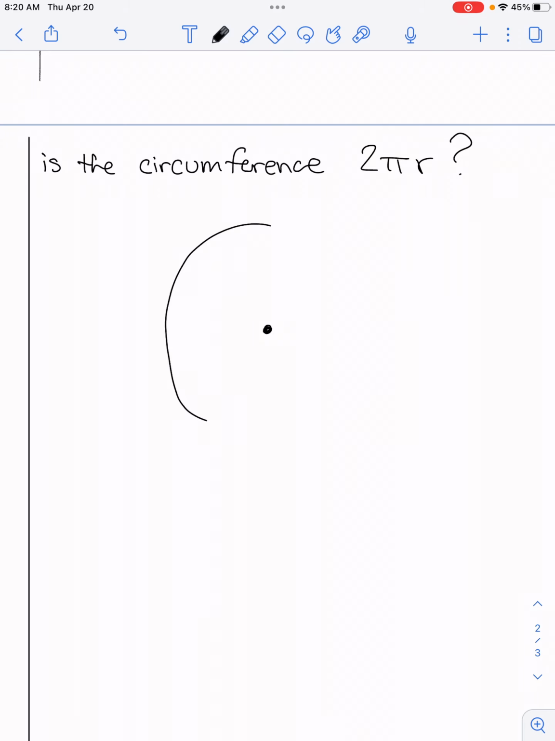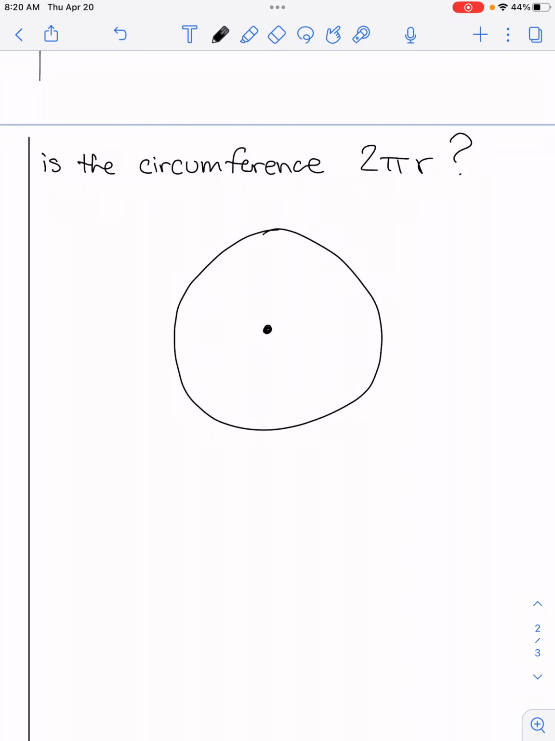This might take a couple of tries. My goodness. Okay, this is not good. All right, we're just gonna go with this one. That is not good, but we'll take it.